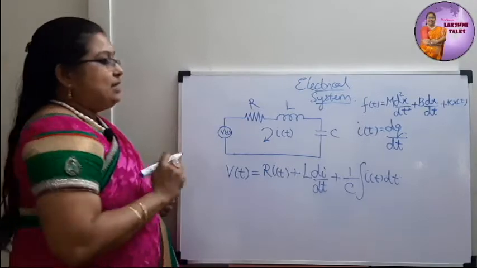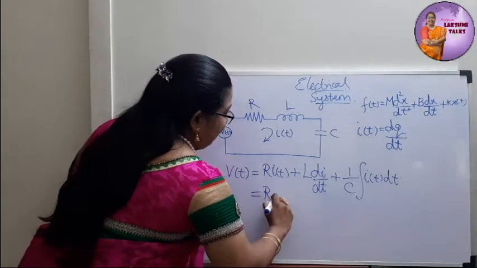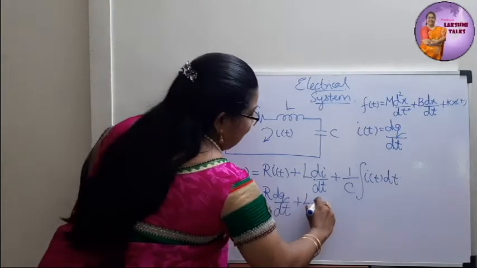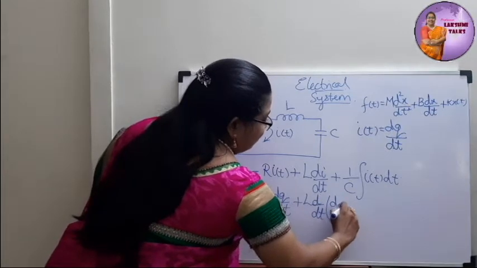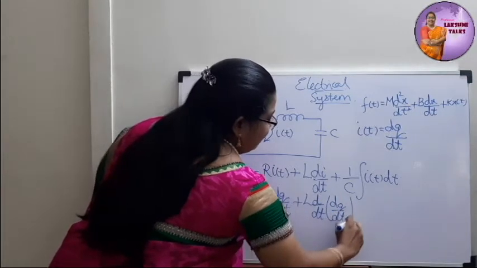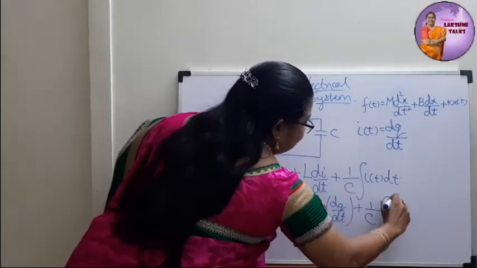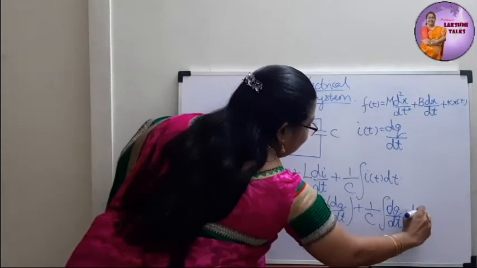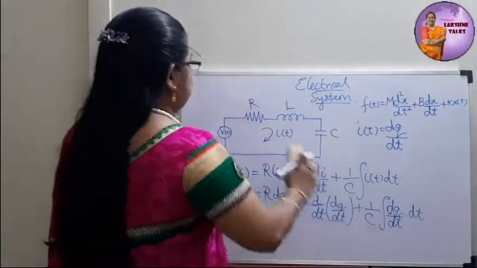So, when you replace that dq by dt in this expression, you get R dq by dt plus L d by dt of dq by dt plus 1 by C integral dq by dt into dt, right? So, now we have to simplify this.